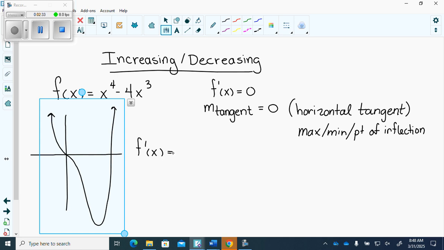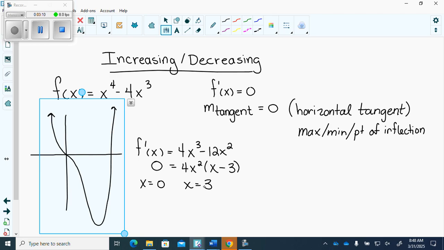Okay. What's the derivative of x to the 4 minus 4x cubed? 4x cubed minus 12x squared. And then what do I do? Set this equal to 0, take out a 4x squared, and I'm left with x minus 3. So my critical numbers are x equals 0 and x equals 3. We agree? 2 critical numbers.